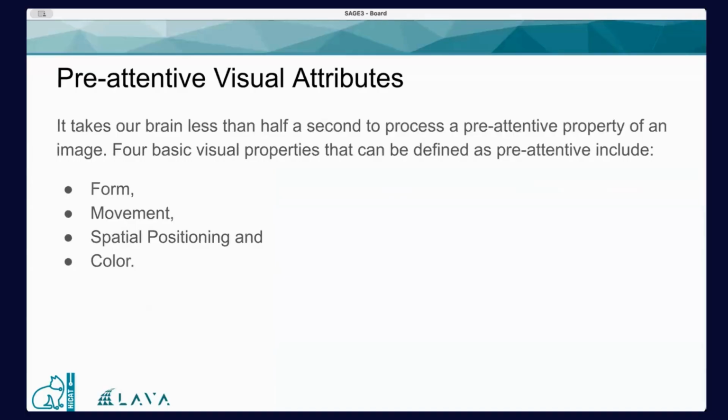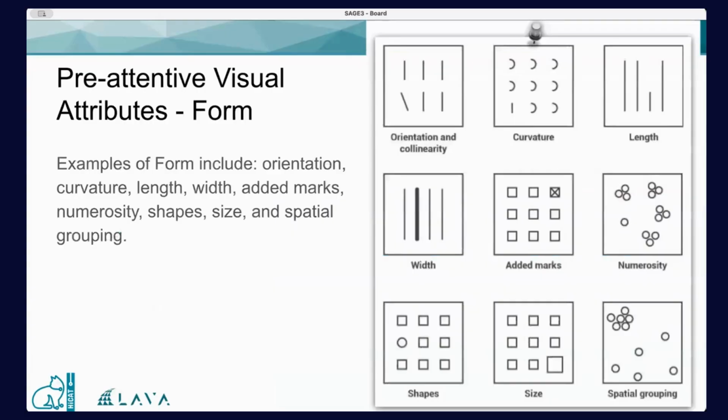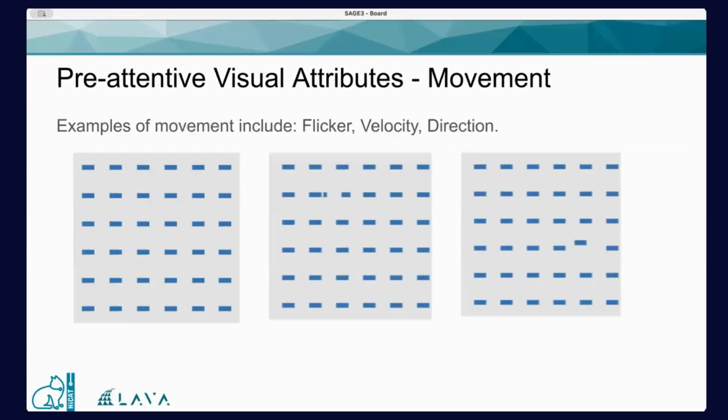So again, what were those pre-attentive visual attributes? We're going to see their distribution across form, movement, spatial positioning, and color. Form can be orientation, curvature, length, numerosity, marks, width, shapes, sizes, and groupings, right? So you can tell when something is off, but it should draw your attention more than everything around it.